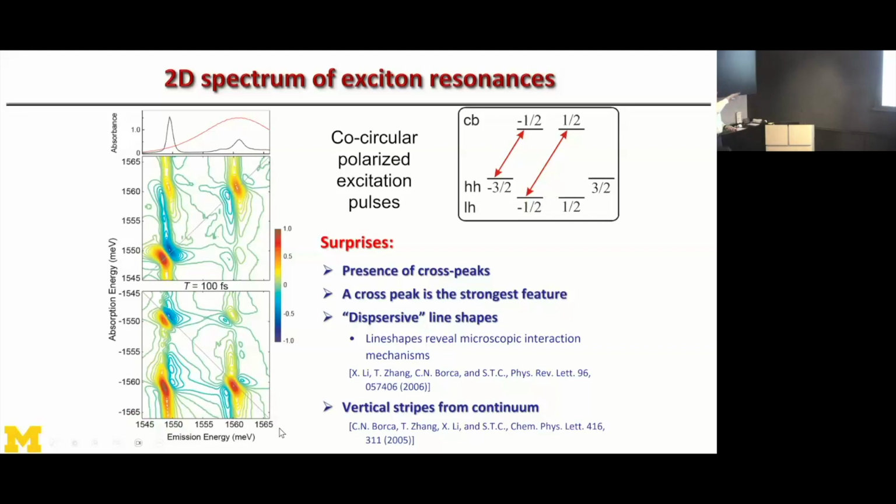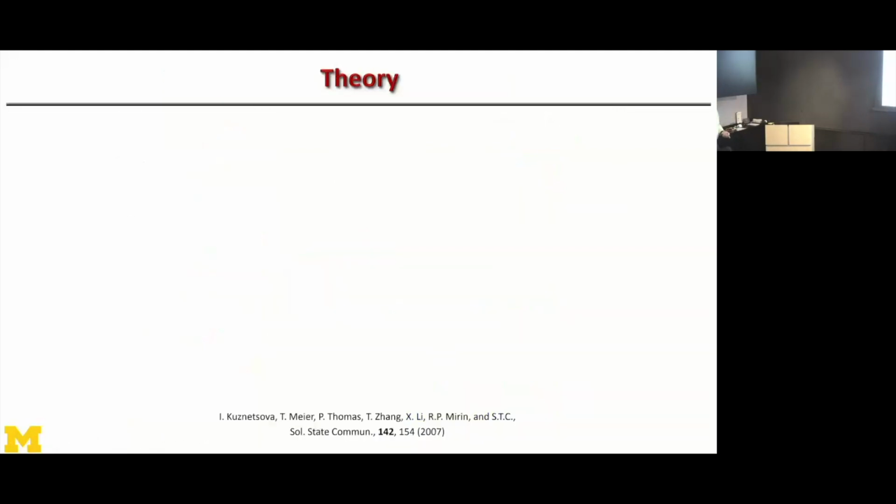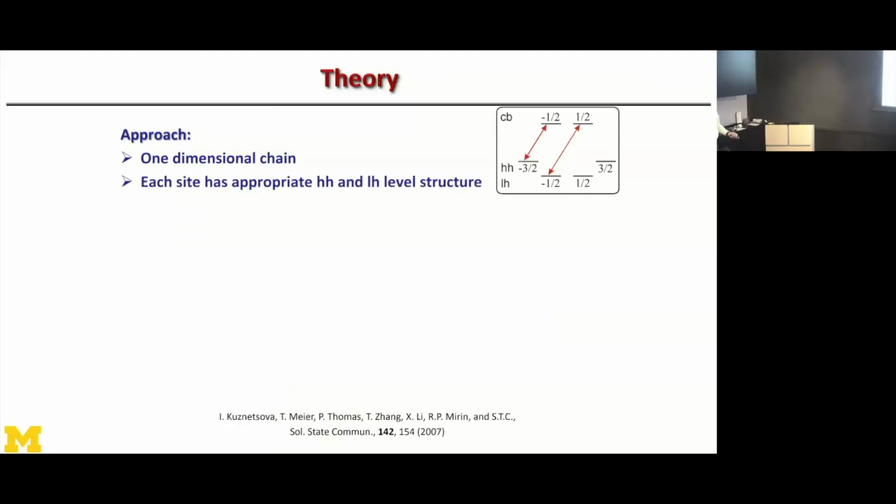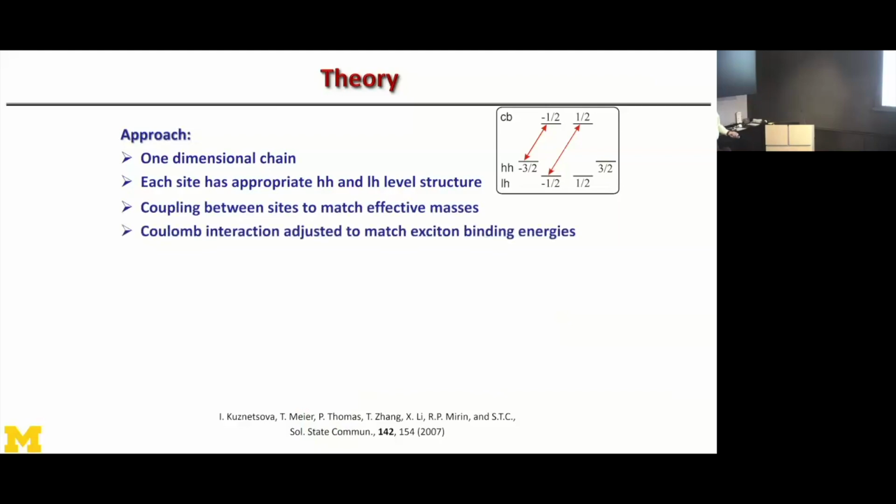I can give you in these papers sort of phenomenological explanations, but we recruited some theory help from Peter Thomas and Torsten Meyer in Marburg. And so they did theory. They take a one-dimensional chain. They have the heavy hole, light hole structure in each element of the chain. They turn on coupling, get the effect of mass. They turn on the Coulomb interaction, get exciton binding.